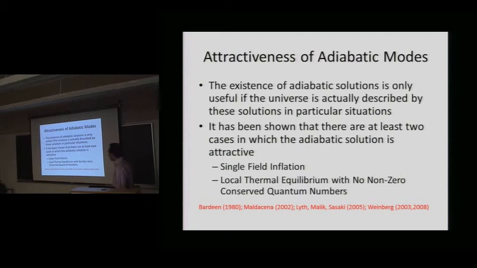So in both of these cases, the adiabatic solution that I showed you a couple slides back is attractive, and so we can guarantee that if either of these periods last a sufficiently long time, then the universe will be described by the adiabatic solution in which the curvature perturbation and the tensor fluctuation are constantly conserved outside the horizon.